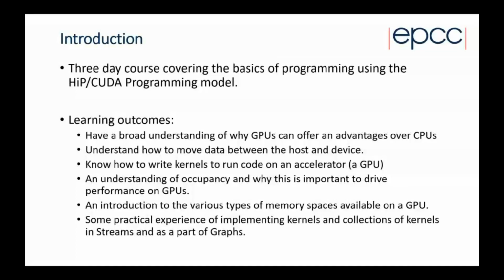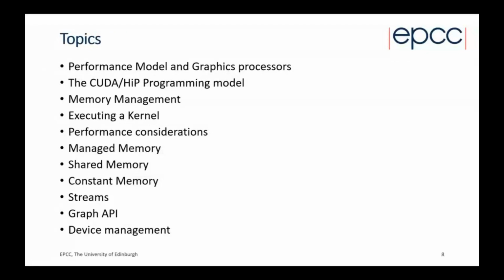to understand occupancy and why it's important to drive performance on a GPU, an introduction to the various types of memory spaces available on a GPU, because there's 3 or 4 and they offer different performance and benefits and potential drawbacks, or more add complication, and give you some practical experience of implementing a few simple kernels. And doing this, we're looking at both what's called streams and graphs, which we'll come on to later.